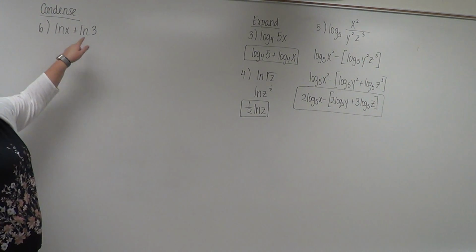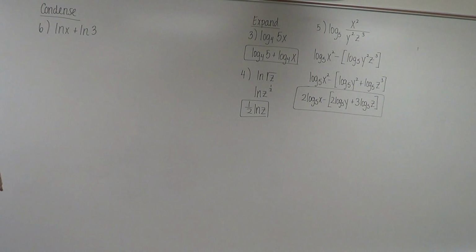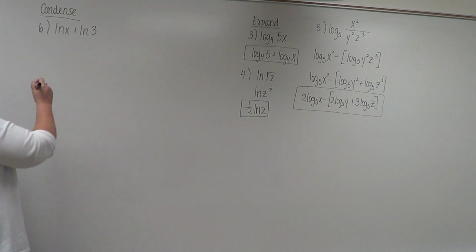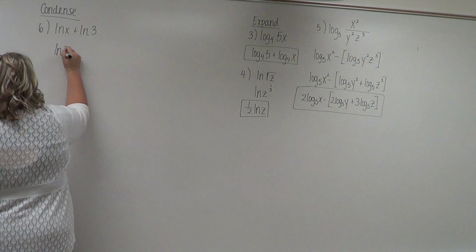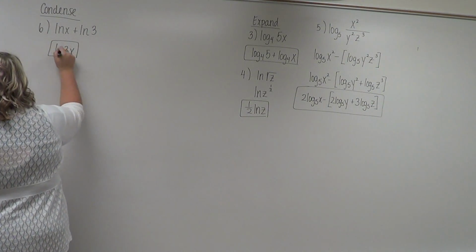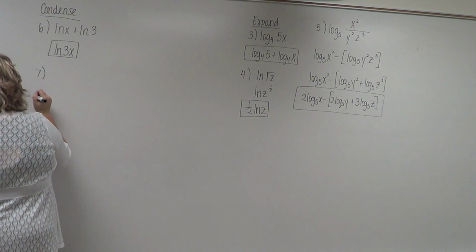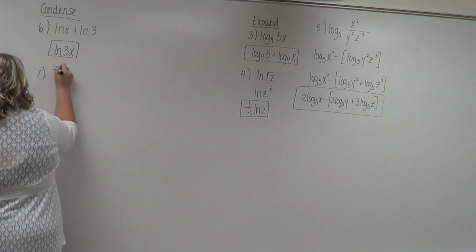Okay, condensing. If it's adding, how do we combine it together? Multiply. Okay, so what's x times 3? 3x. So this would be natural log 3x. Okay, let's do a more complicated one.